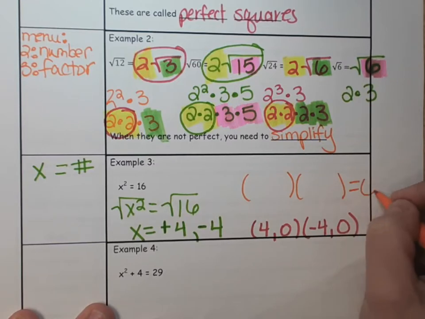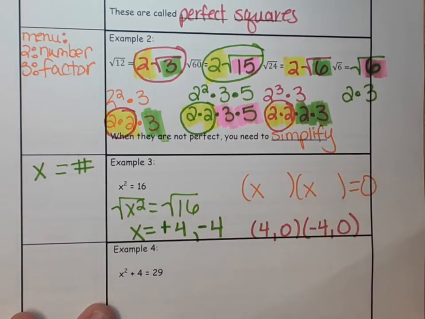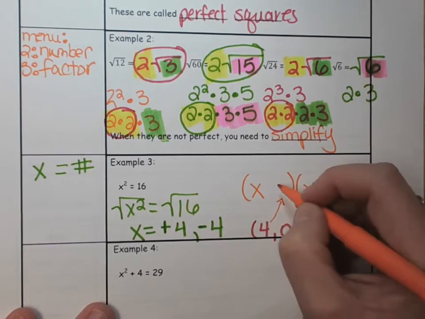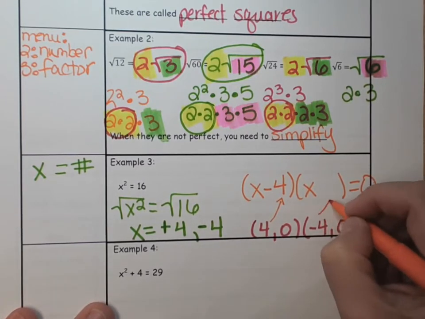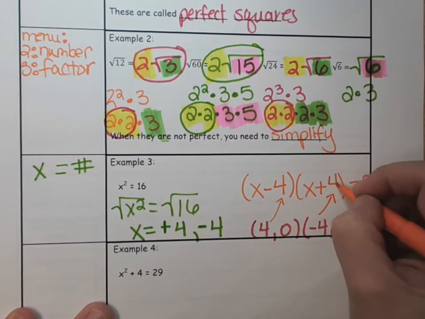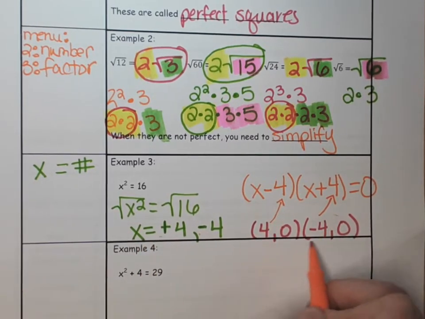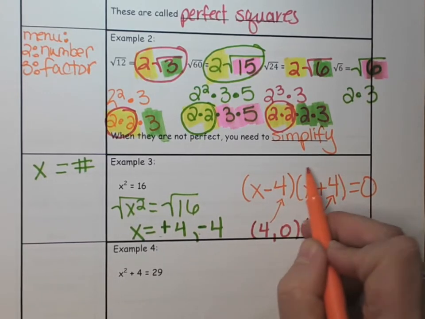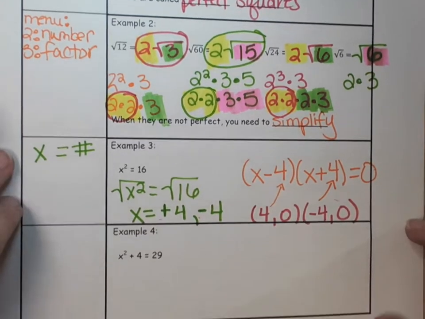Remember, when I write it as a factor, I pop these guys into the parentheses. And when I do, I change it. So this 4 is going to come here, but it's going to be a negative. And this 4 is going to come here, and it's going to be a positive. So I've given you my x value, I've given you my ordered pair, and I've also given you my factors, which is what we talked about this week. Let's look at example 4.